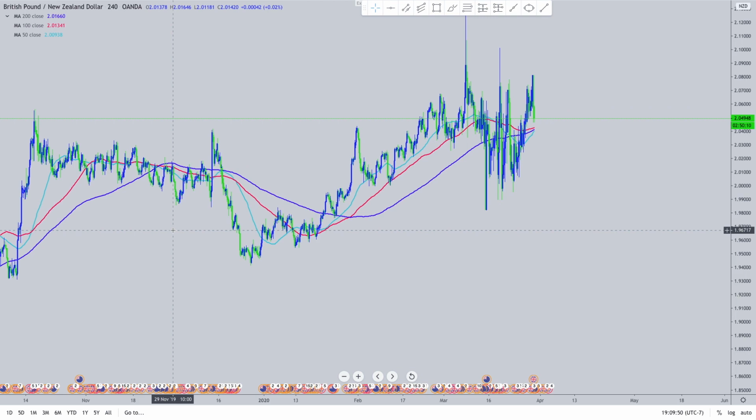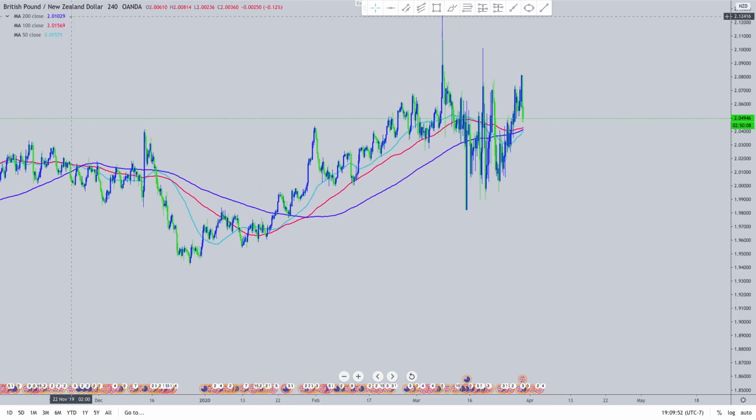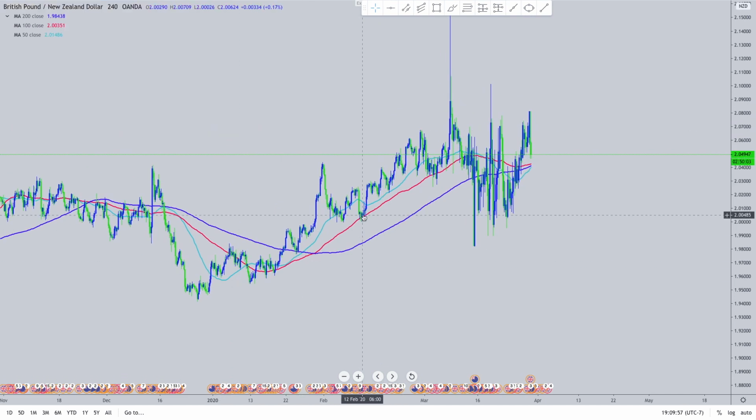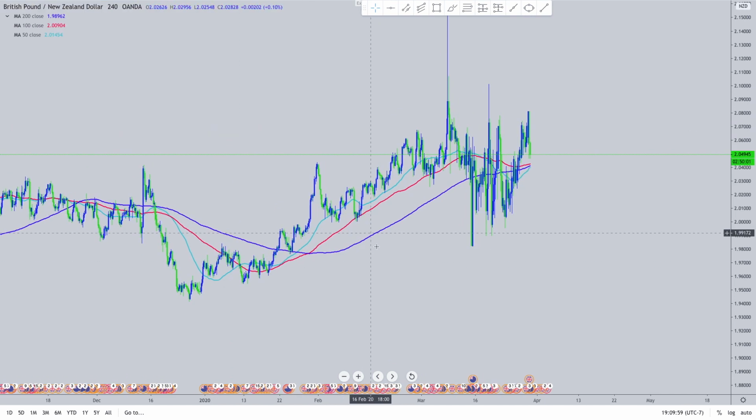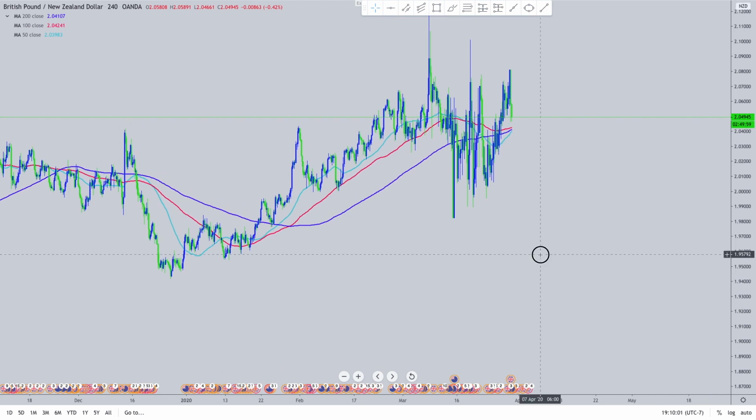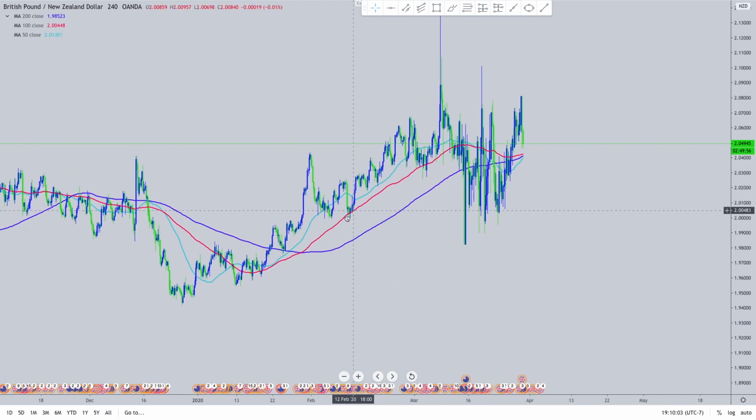An example here is on the British pound New Zealand dollar. I used it here as confirmation to take a buy, to buy the dip here. I used the 100, which matched up perfectly.